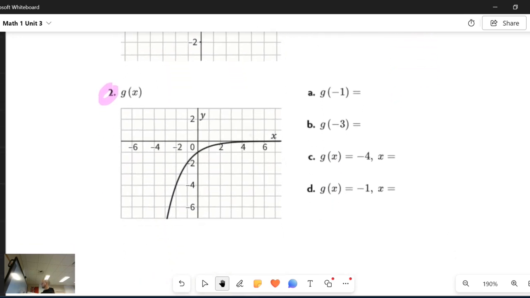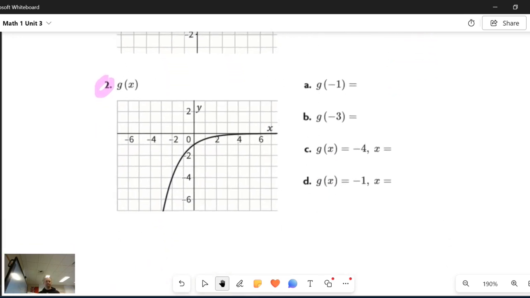Now we look at g of x here. All we have is an exponential. That's all the difference here. So we're still doing the same thing. We're looking for g of negative 1, when x is negative 1. What's this corresponding y value? We get that that is negative 2.